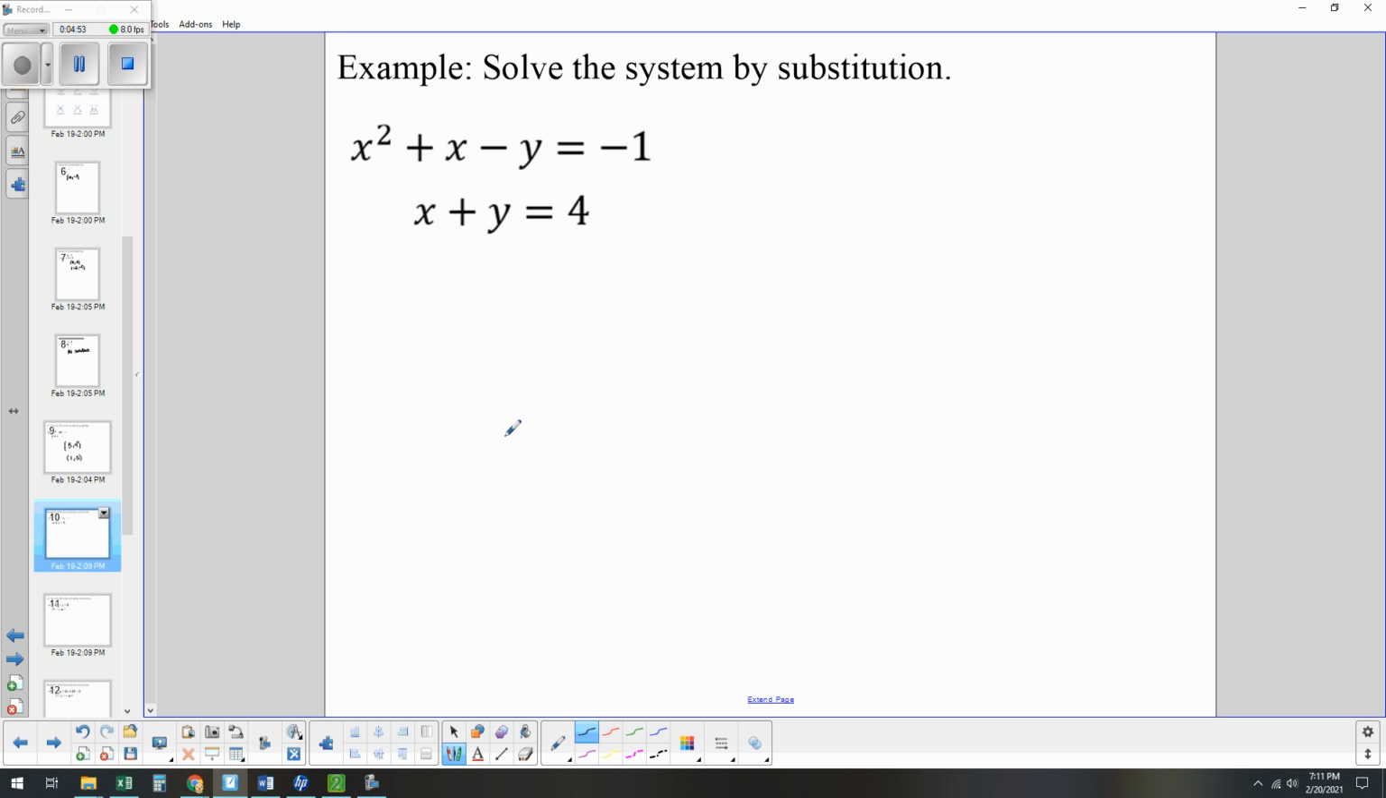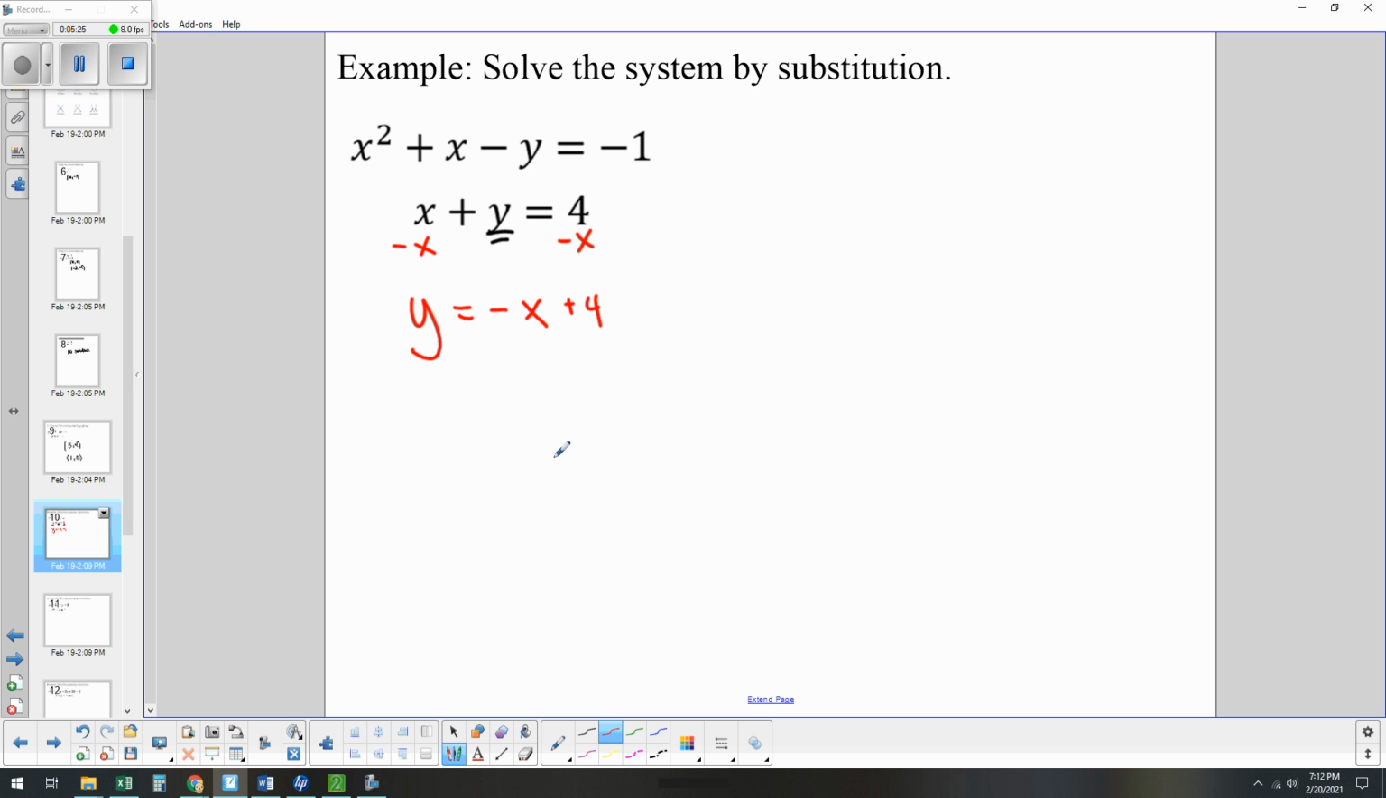If you recall, substitution is where we get one of the variables by itself and then we plug it into the other equation. So for this one, I have an x squared and an x already in this problem, so it's best to get rid of the y. So if I'm going to get rid of the y, that means in this equation, I want to solve for y. So if I want to solve for y, let's get rid of the x on both sides. So now I have y equals negative x. Oh, that's bad. Let's try that again.